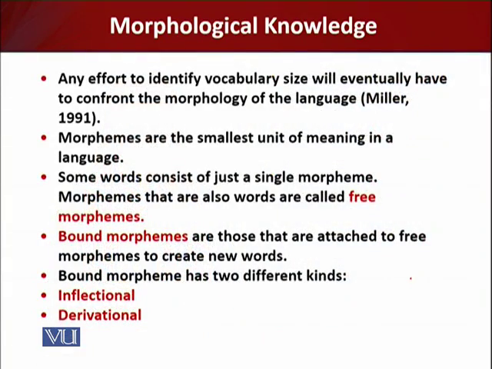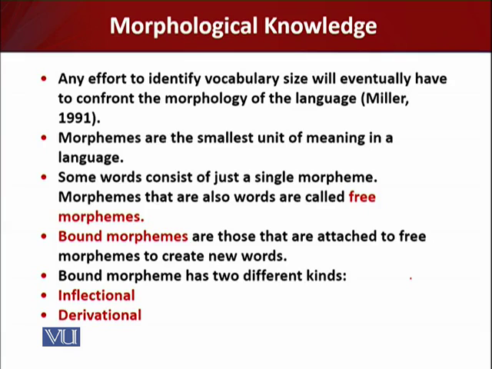Now, according to Miller, any effort to identify vocabulary size will eventually have to confront the morphology of the language. The reason is that vocabulary size cannot be understood, or vocabulary cannot be expanded, unless one has the morphological awareness, which enables the understanding of the expansion of vocabulary and how one can grow one's vocabulary.